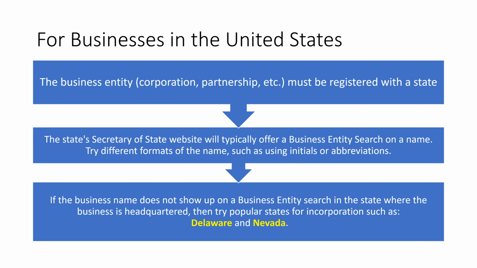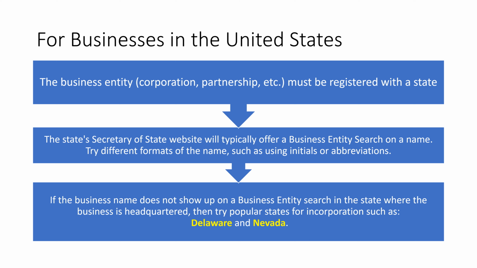For businesses in the United States, they need to be registered with a specific state. The business entity, regardless of whether it's a corporation or partnership, regardless of whether it's publicly traded or privately held, must be registered with a state. The state's Secretary of State website will typically offer a business entity search available using a company name or a business name. You can try different formats of the name if something doesn't come up initially, such as using initials or abbreviations.